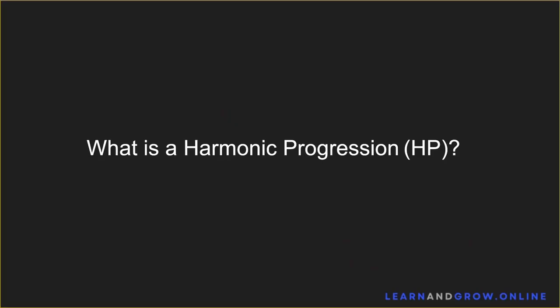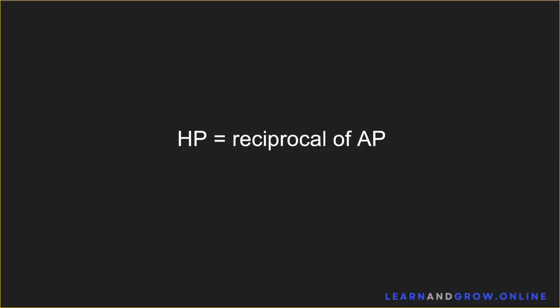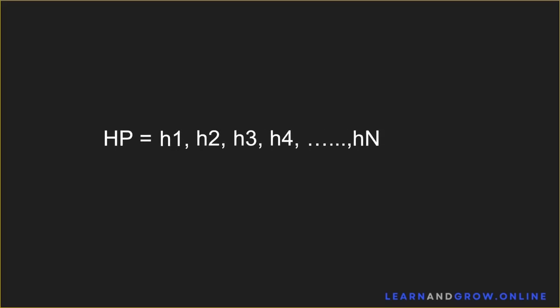Now, similar to the arithmetic progression, we have the harmonic progression. And all you need to remember is that the harmonic progression is the reciprocal of the arithmetic progression, right? So let's say you have this general form of a harmonic progression, and these are the terms starting from the first term h1, the second term h2, h3, h4, up till hn, n being any number, right? So the nth term in the progression. Now you can write this down like this.